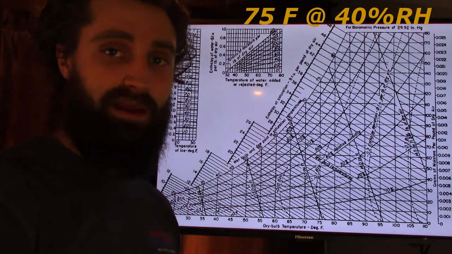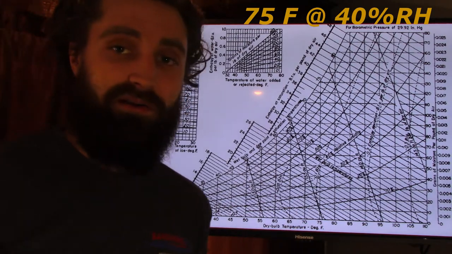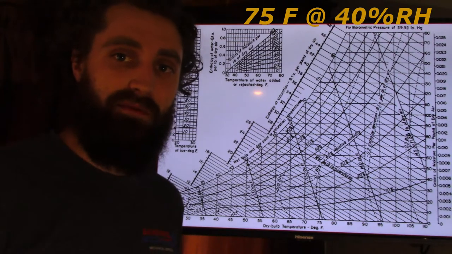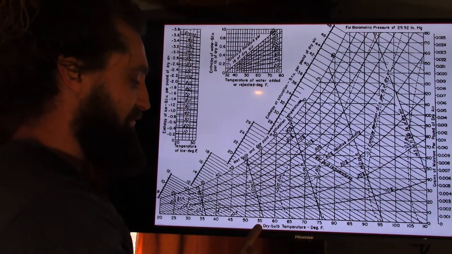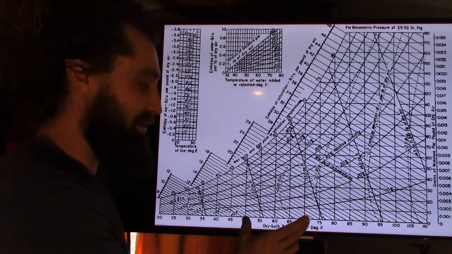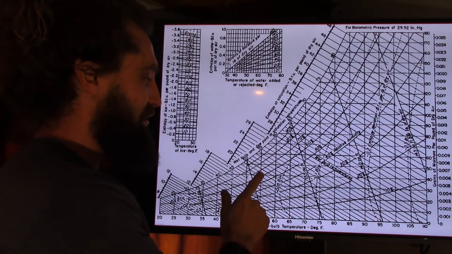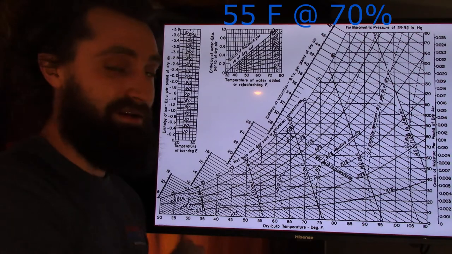Okay, so right at the return, we've taken that reading. That's a good place to start. Now we go to the supply side. We take our other probe, stick it in the supply trunk, and we take another reading. And let's just say that we are 55 degrees on the supply. We're getting a good 20 degree drop there. But we notice our relative humidity is 70%.